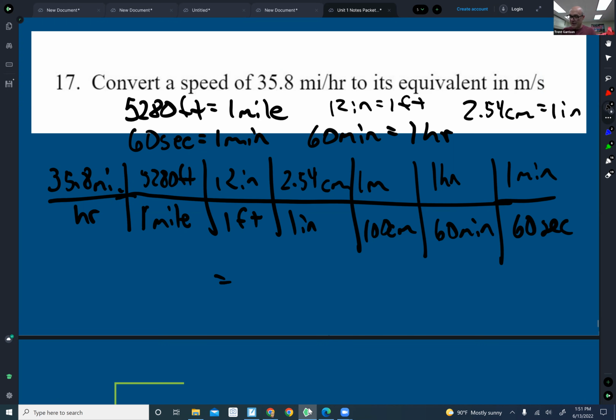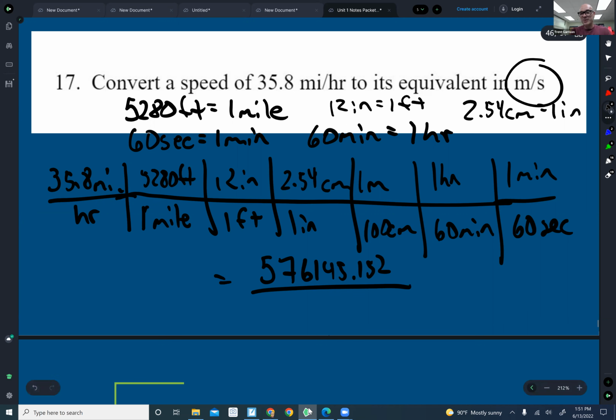3.58 times 5,280 times 12 times 2.54 gives me a huge number, 576,145.152. All those units across there, I know it's all going to end up being in meters per second, so I'm not going to write those down. And then down on the bottom, I've got 1 times 1 times 1 times 100 times 60 times 60, and I end up with 360,000.